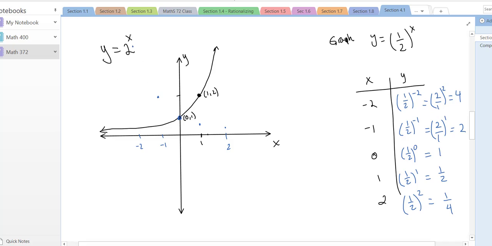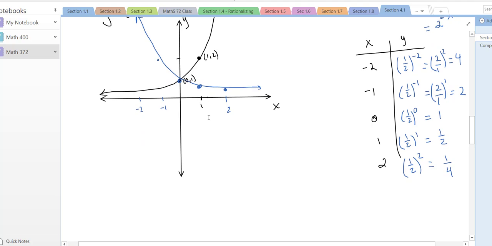So if I can draw it, this will be what our function 1/2 to the x will look like. Notice that using properties of exponents, 1/2 is really 2 to the -1, and then to the x. And when you have a power to a power, you multiply the exponents, so you get 2 to the -x. So essentially this negative means it's a reflection, thinking about transformations of functions.